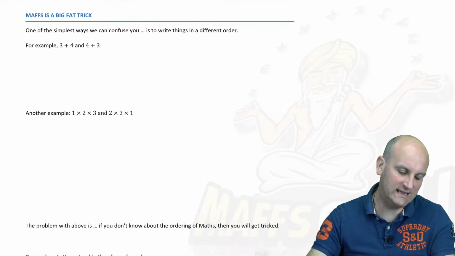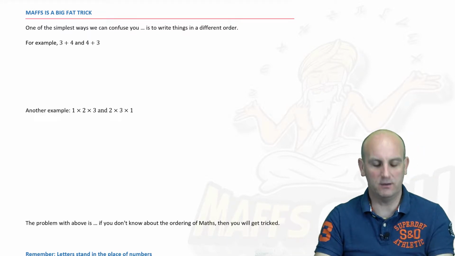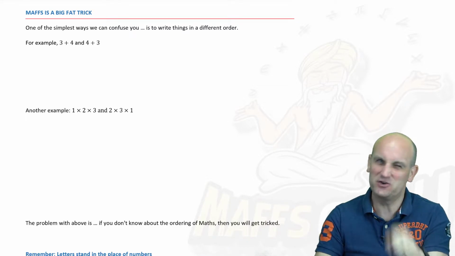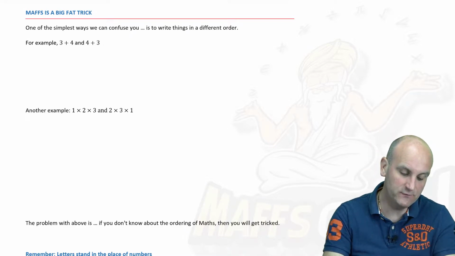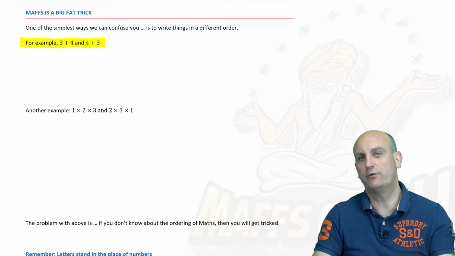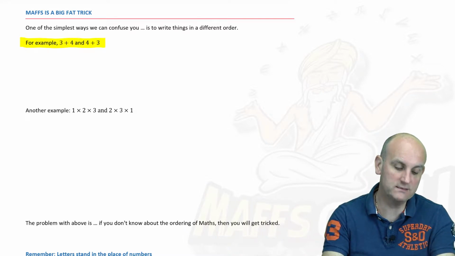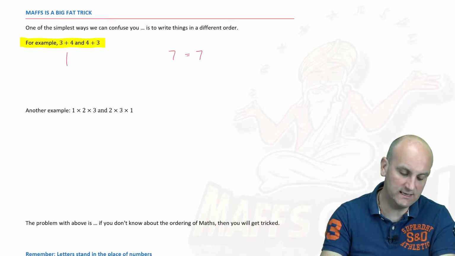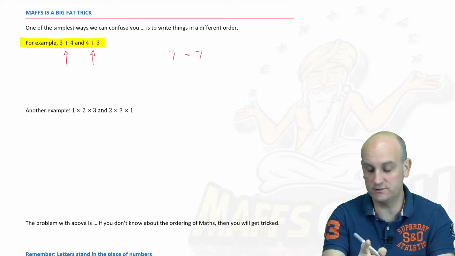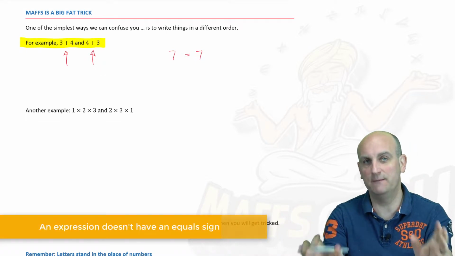Now again, I keep saying this to you, maths is a big fat trick, and we've got to get over that. Because we as maths teachers try and trick you by just changing the order of stuff. In fact, it's one of the easiest things we can do. So if you look at this example here, is 3 plus 4 different from 4 plus 3? Well, the order is different, but will the answer be different? Because 3 plus 4 is 7, 4 plus 3 is 7, and so both of these expressions, not equations, both of these expressions are equivalent. They're the same. They give the same answer.